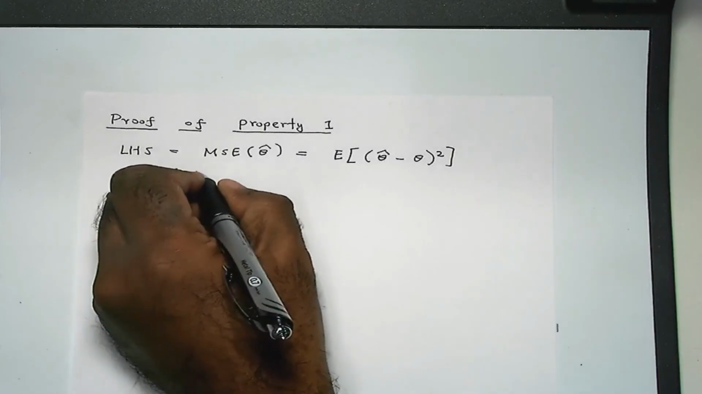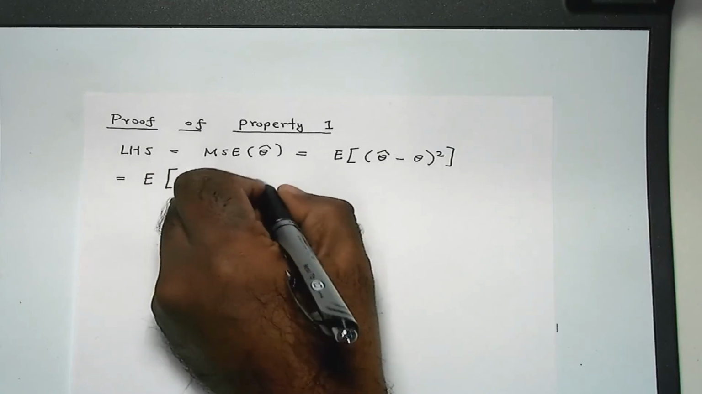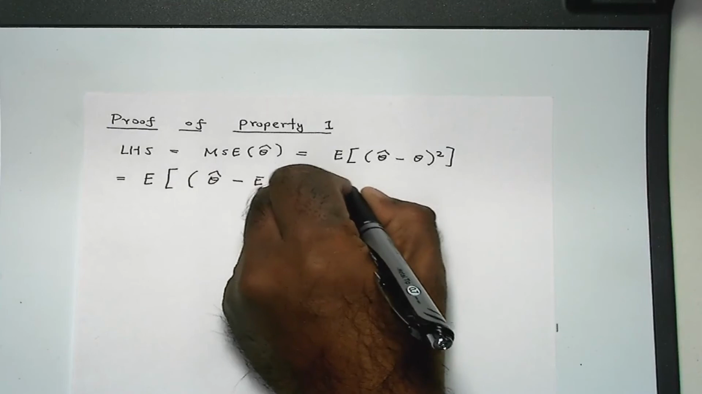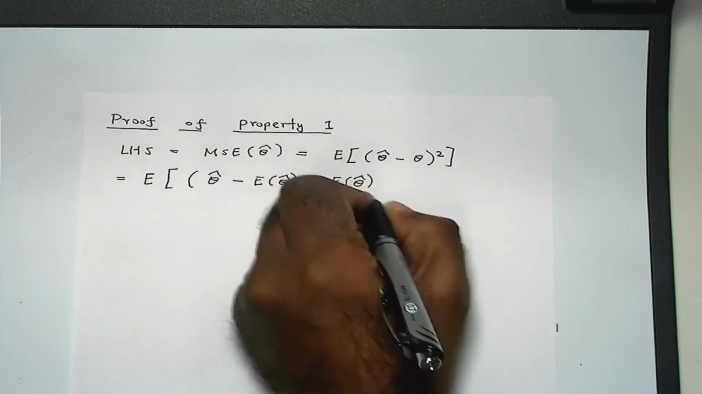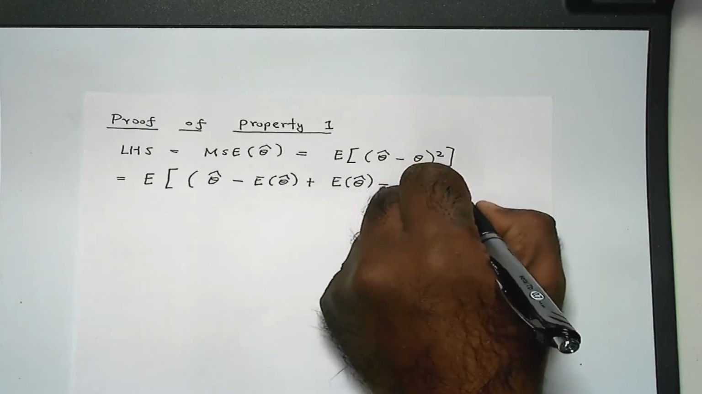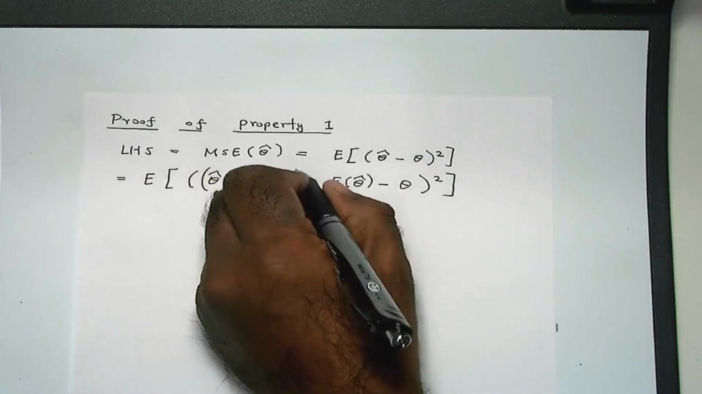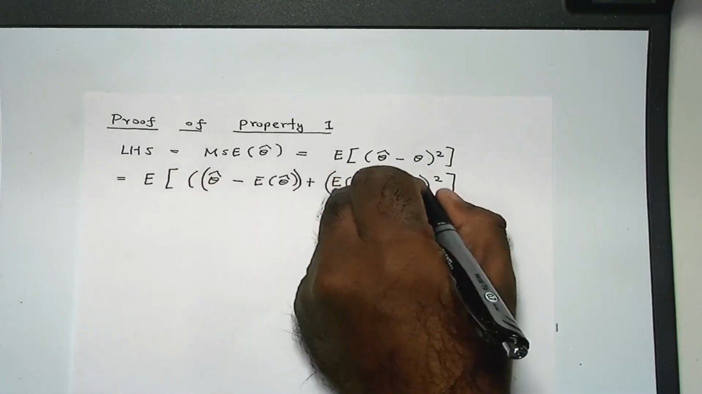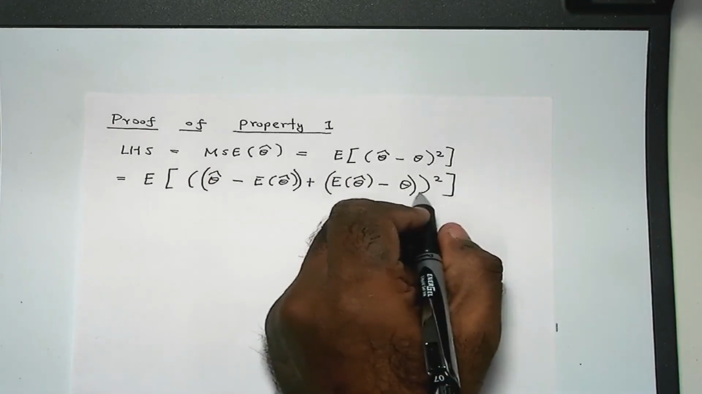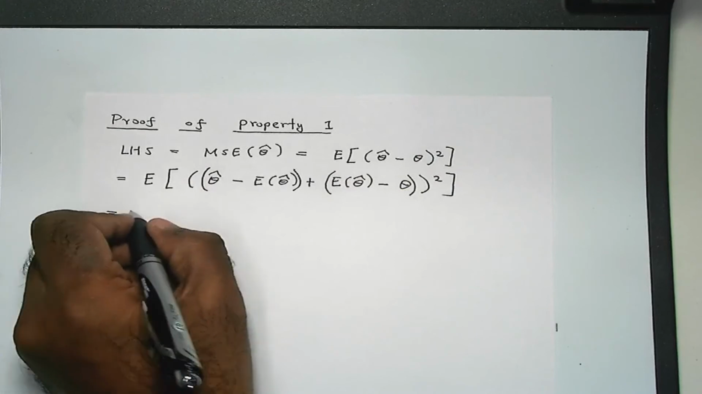You can write (theta hat minus the expectation of theta hat, plus the expectation of theta hat minus theta) squared. Now I'm going to put brackets around this. You will see in a minute why I'm doing this. And now you've got something plus something squared, right? So if you open the brackets, you will get 3 terms.